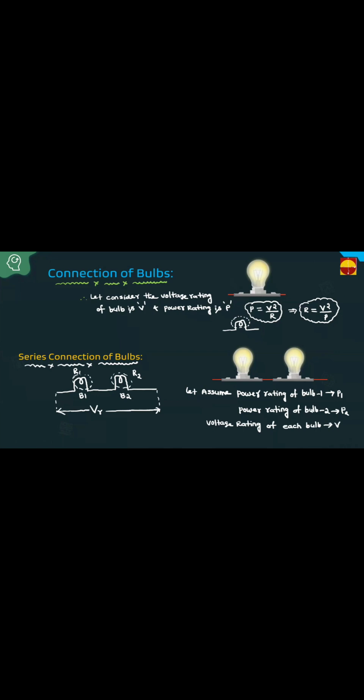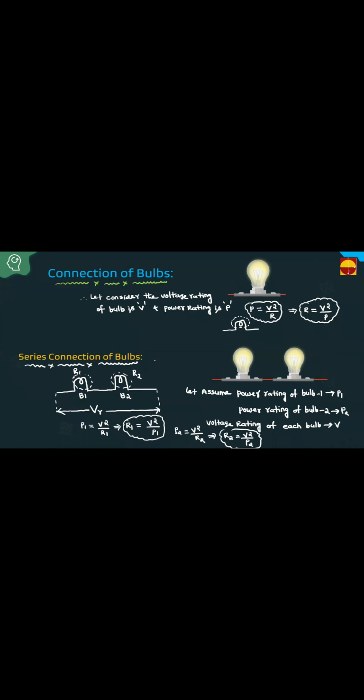Then how to calculate R1 and R2? We know that P1 equals V square by R1. From this, R1 equals V square by P1. Like this, you have to calculate the resistance of the bulb. P2 equals V square by R2. From this, R2 equals V square by P2.